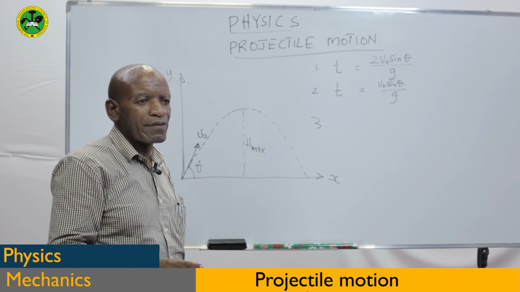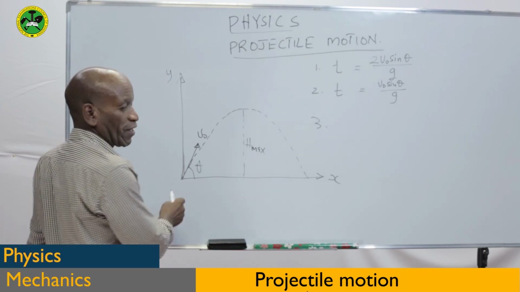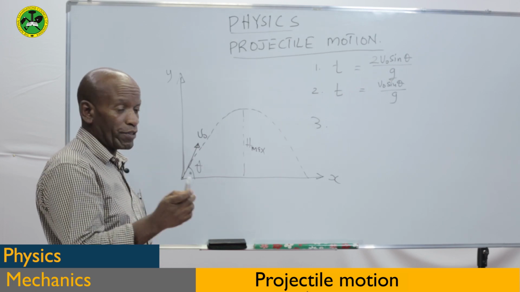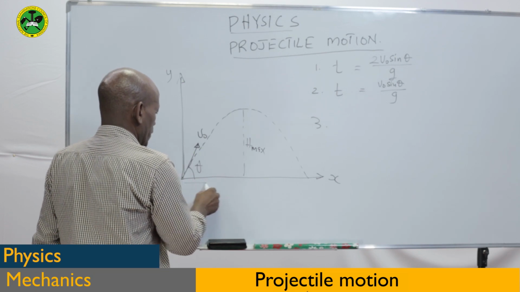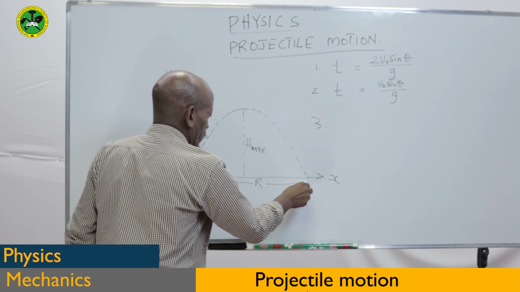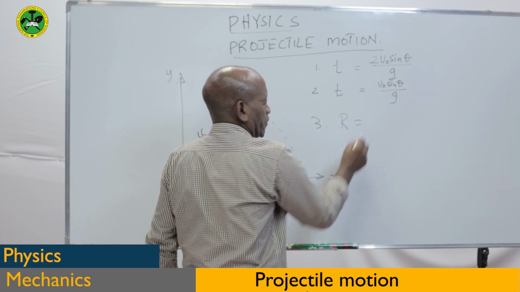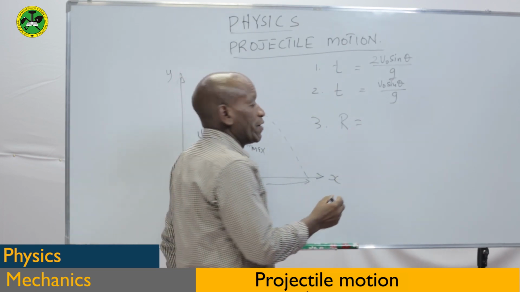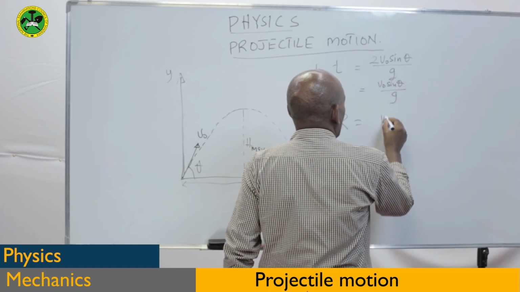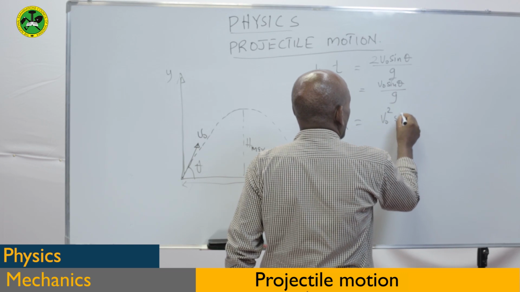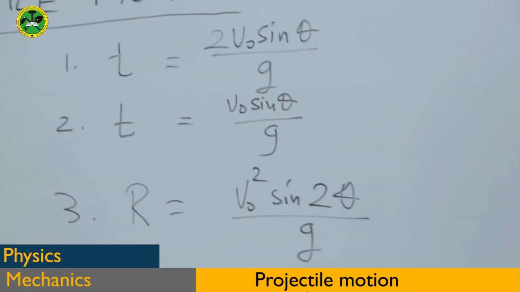The third formula is the range. The range is the horizontal distance covered by a projectile from the point of projection until it reaches the ground. So this is the range we are talking about. And this range R is equal to v0 squared sine 2 theta over g.